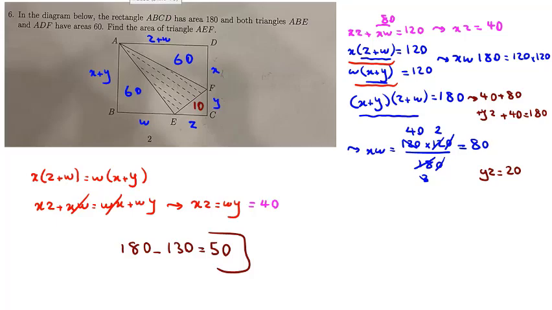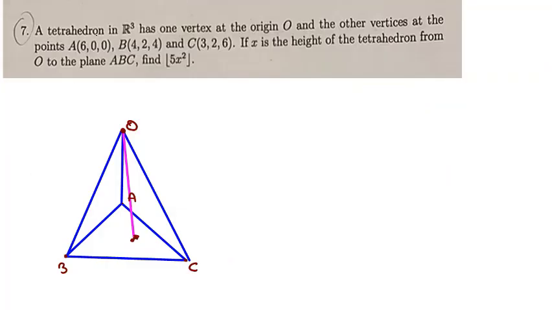Problem number 7. A tetrahedron in R cubed has one vertex at the origin, here O, and other vertices at the points A, B, C. These coordinates. If x is the height of the tetrahedron from O to the plane ABC, find 5x squared.